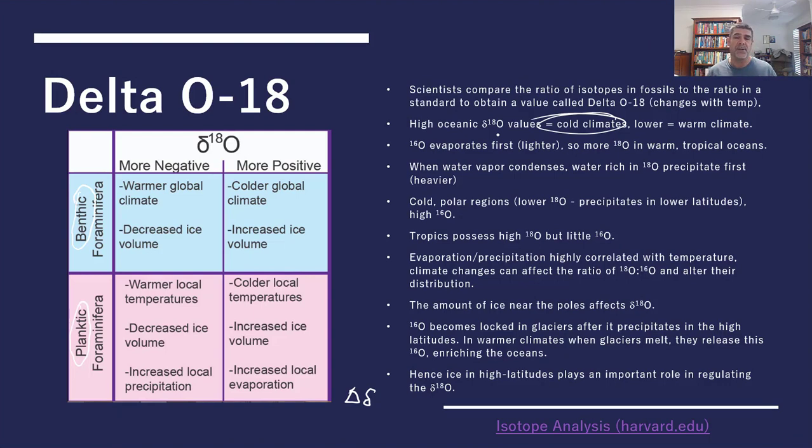A couple of key points, a nice little summary I think is important at this point to try and bring some of these points together. So I've listed a few of these here. The oxygen 16, the lighter one, evaporates first, and so we find more oxygen 18 in the warmer tropical oceans.